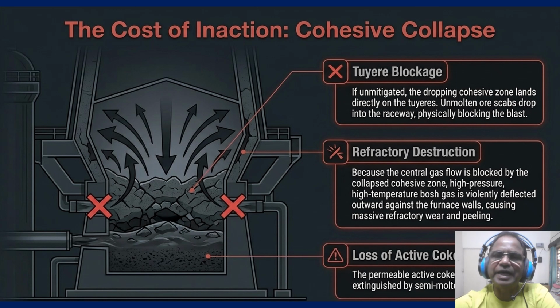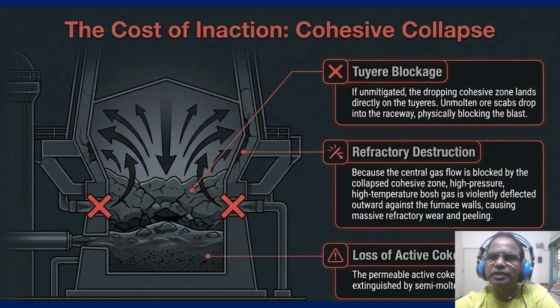Because the central gas flow is blocked by the collapsing zone, high pressure, high temperature wash gas is violently deflected outward against the furnace wall. This causes massive refractory wear and peeling, which can permanently shorten your campaign life. Furthermore, the permeable active coke zone is entirely extinguished by the semi-molten sludge. The so what factor is a total loss of process control.